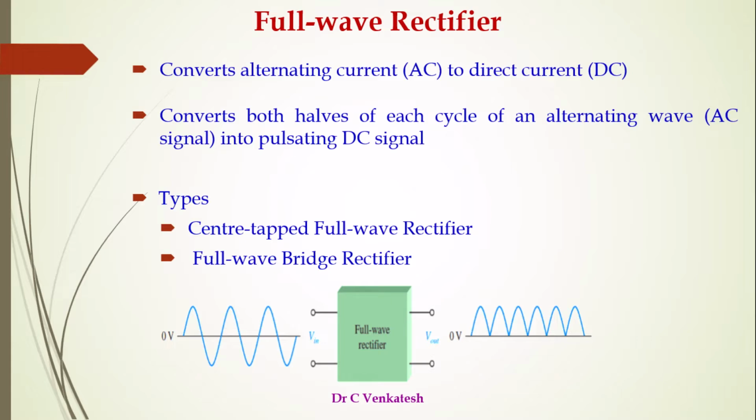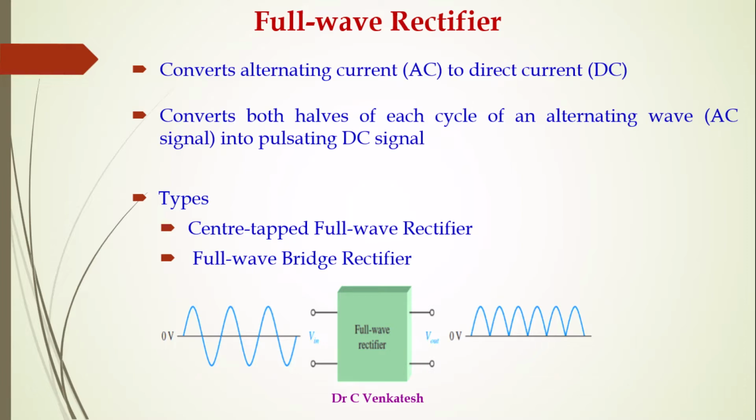A rectifier is a circuit that converts AC to DC. A half wave rectifier converts half of the input signal to a pulsating DC signal. A full wave rectifier converts both halves of each cycle of the input into a pulsating DC. The figure shows the block diagram of a full wave rectifier. Input is a sinusoidal wave, output is a pulsating DC signal.